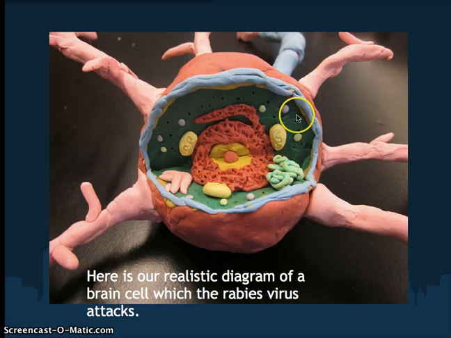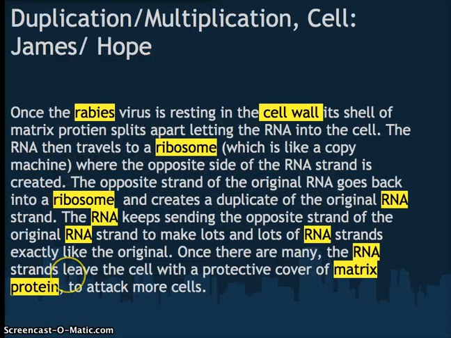Here is a diagram of a neuron cell, and the inside of it. And here is a duplication and multiplication of the cell. Once the rabies virus is resting on the cell wall, the cell's matrix protein splits apart and allows the RNA into the cell.